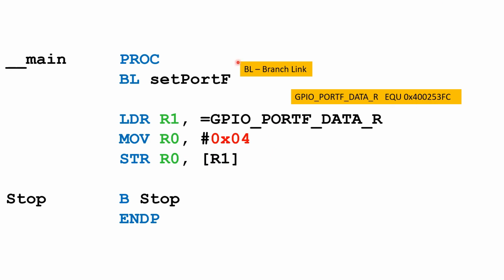Then this instruction, B stop. B stands for branch, and in this case it is an unconditional jump. It will jump or branch to this point, so the program will stay here when this instruction is executed. And then finally, to end the proc, we have an ENDP, that is, end procedure.